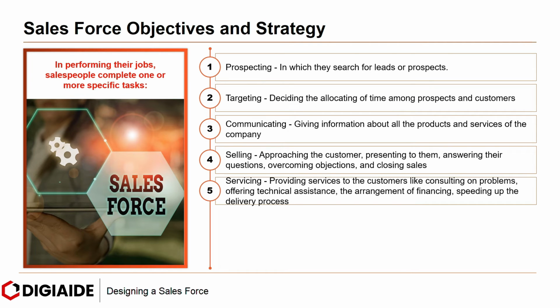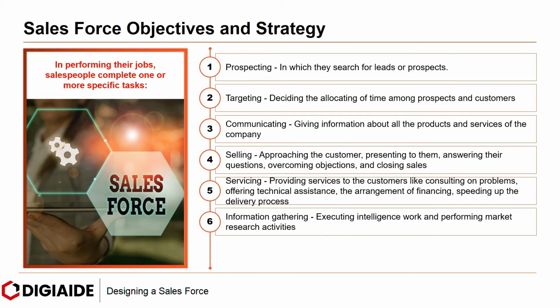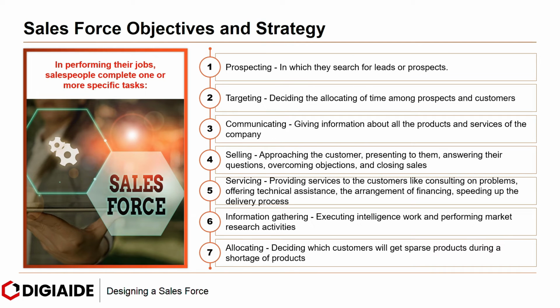Fifth, servicing, which entails providing services to customers like consulting on problems, offering technical assistance, the arrangement of financing, speeding up the delivery process. Sixth, information gathering, which includes executing intelligence work and performing market research activities. And finally, allocating, deciding which customers will get scarce products during a shortage of products.